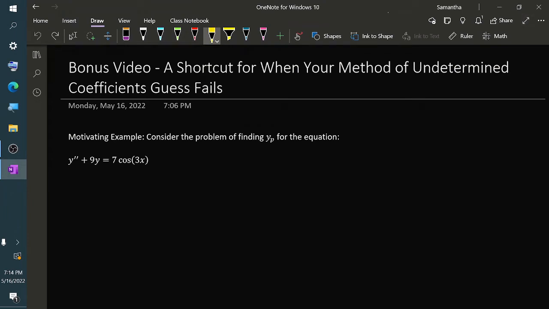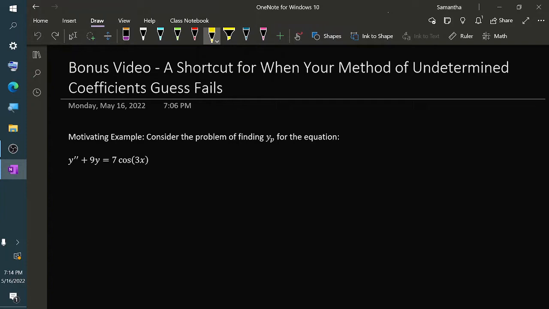Alrighty everyone, I'm recording a quick bonus video to show you a shortcut method that I stumbled upon earlier today when I was writing my lecture notes for the in-person lecture on Method of Undetermined Coefficients Part 3.